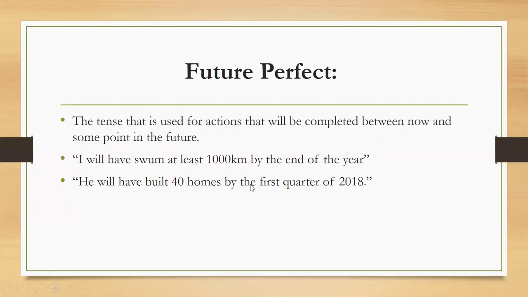Then we have future perfect tenses. A tense that is used for actions that will be completed between now and some point in the future. At least 1,000 years by the end.